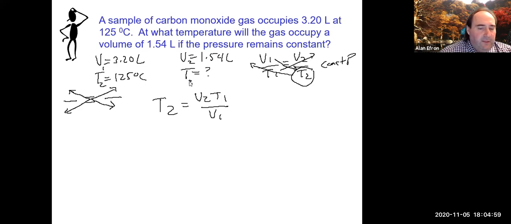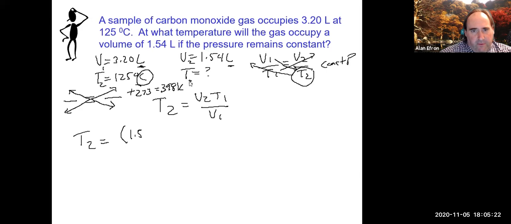In terms of units, we're good in terms of the volume. They're both in liters, but our temperature does need to be in Kelvin. So we need to add 273 to that, and that gives us 398 Kelvin. Now we're ready to put everything in. T2 would equal our V2, which is 1.54 liters, our T1, which converted to Kelvin is 398 Kelvin, and our V1, which is 3.2 liters.